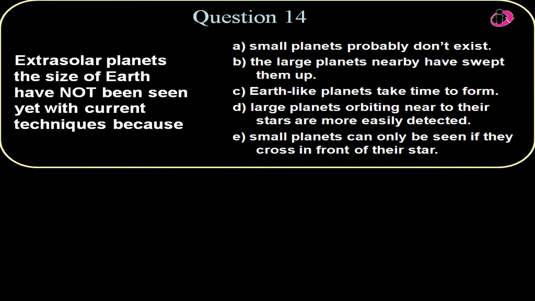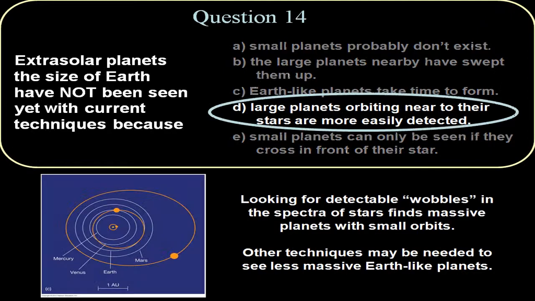Question 14. Extrasolar planets the size of Earth have not been seen yet with current techniques because, actually, recently an Earth-sized object has been detected around a brown dwarf star, but most of the time it's really hard to do this because they're so far away. It's easier to see larger planets closer to the stars that are causing this wobble effect. Small planets are going to be really hard to detect. So it's just easier to see large planets.